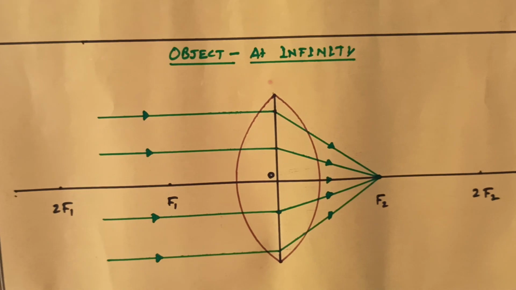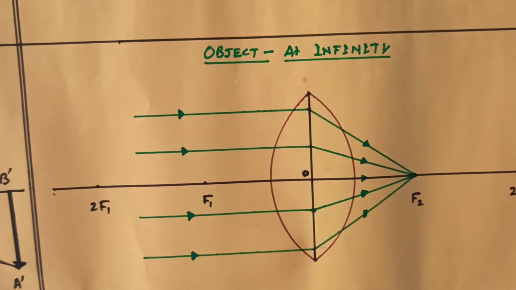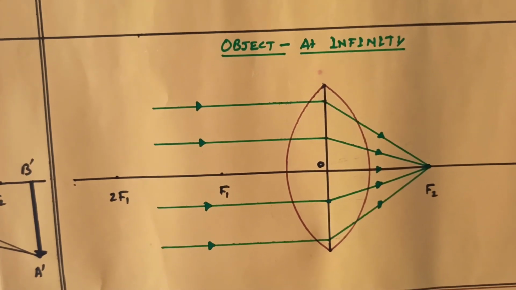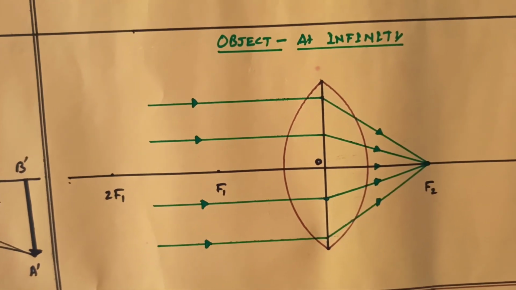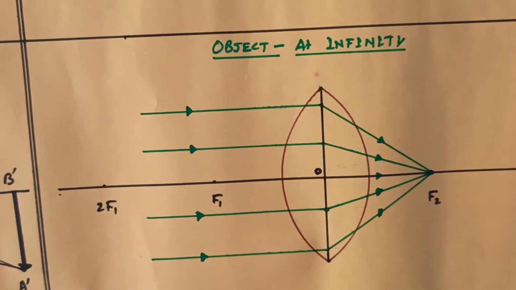Now what is the nature of the image? The image which is formed by convex lens, when the object is placed at infinity, is real and inverted.